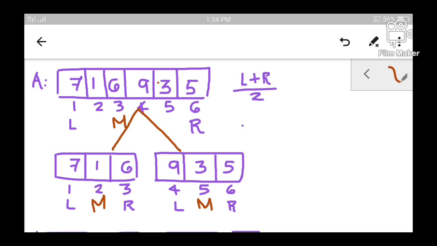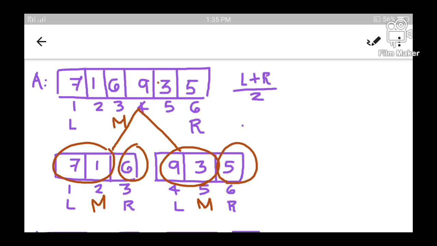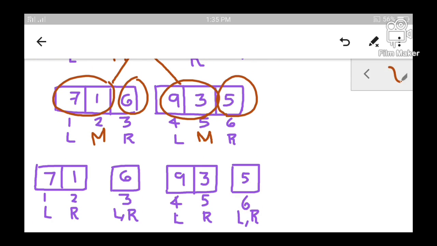After computing the mid position, what should we do? We should divide the array into two equal halves. How? All the elements from left to mid will go to the left array and all the remaining elements will go to the right array. In this array also, all elements from left to mid will go to the left array and all the remaining elements will go to the right array. So let us split the array.